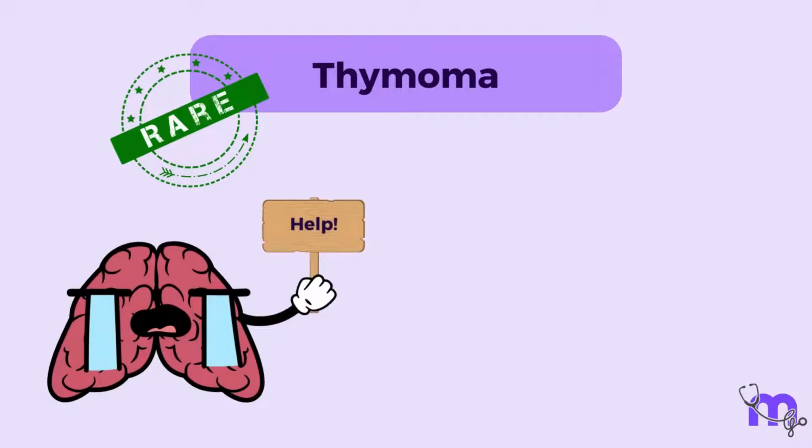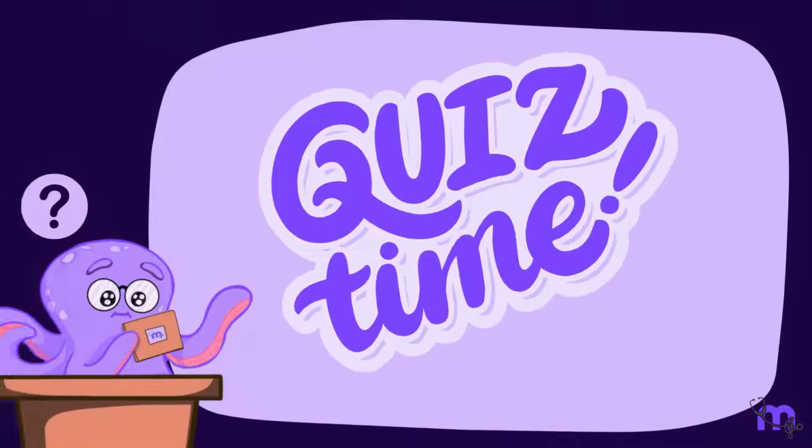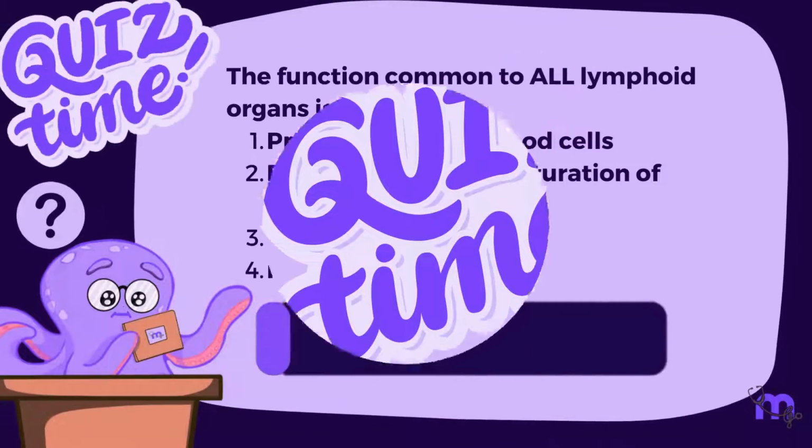Thymoma is a rare tumor that originates from the cells of the thymus. It can be benign or malignant. Pop quiz.